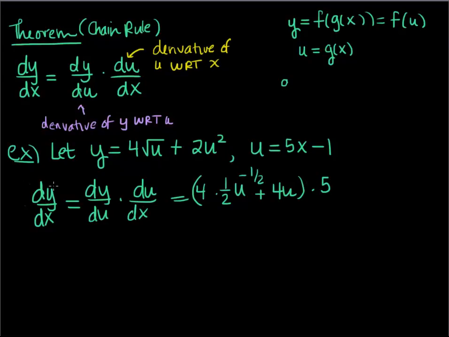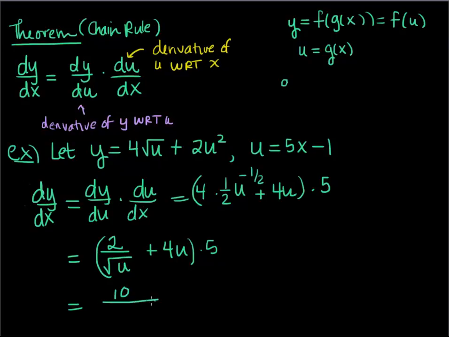Okay, so if I want dy dx, I want my final answer to be in terms of x. So I'm going to just clean this up a little bit. Half of 4 is 2, and then that negative 1/2 means I'm on the bottom, plus 4u, all times 5. And then look at what my final answer would be. I would actually take this 5x minus 1 and plug it in for every u here, because if I wanted the derivative of y with respect to x, I need to make sure that my final answer here is in terms of x.